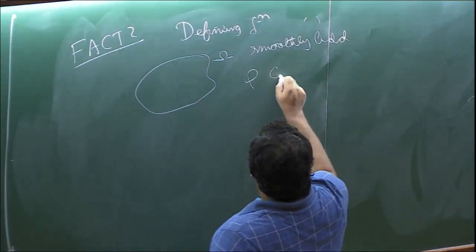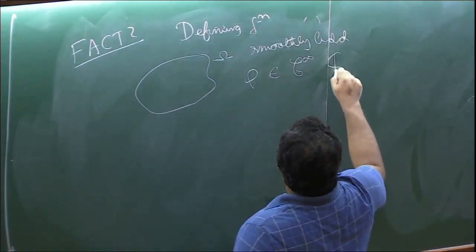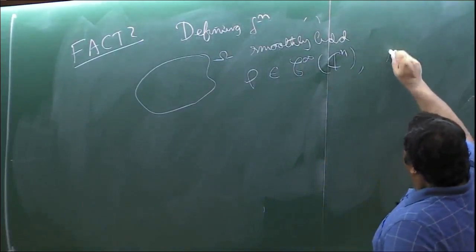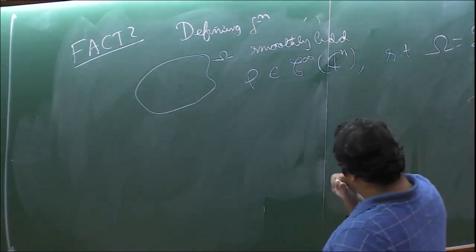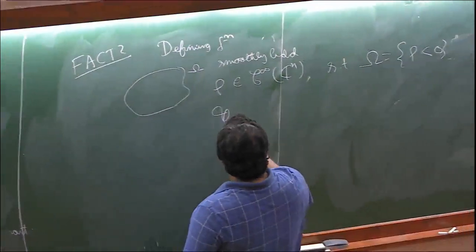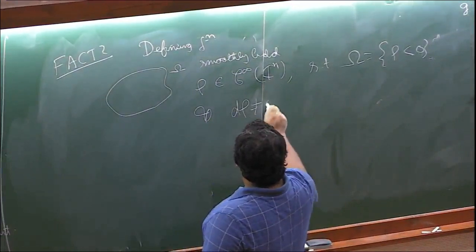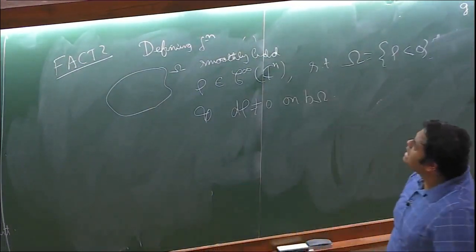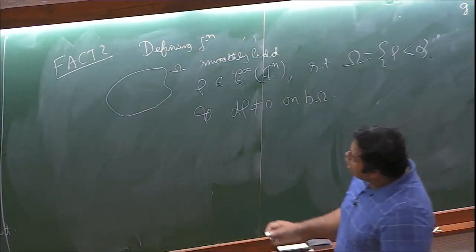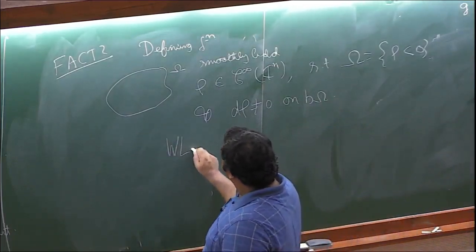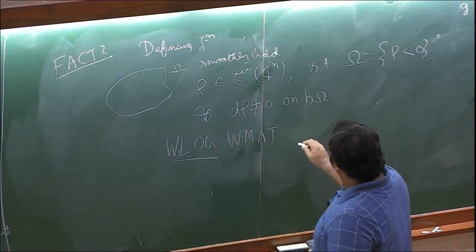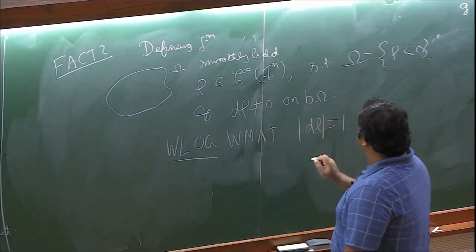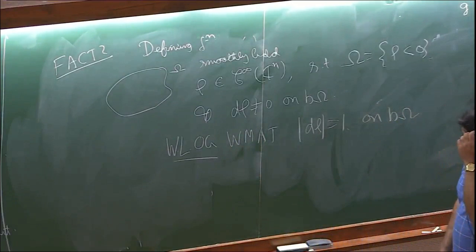And rho is a function. For simplicity, I'll assume rho is actually smooth on the whole of Cn, such that the domain itself is the set of points where this function is negative. And to guarantee the smoothness, the d rho is never 0 on the boundary of the domain. So that's a defining function, and it's not difficult to see that without loss of generality, we may assume that the length of d rho is actually 1 on the boundary. Okay? This is absolutely okay.